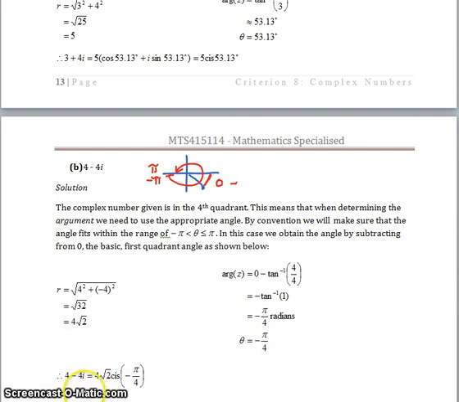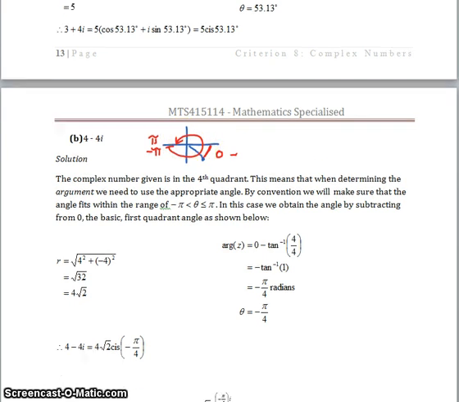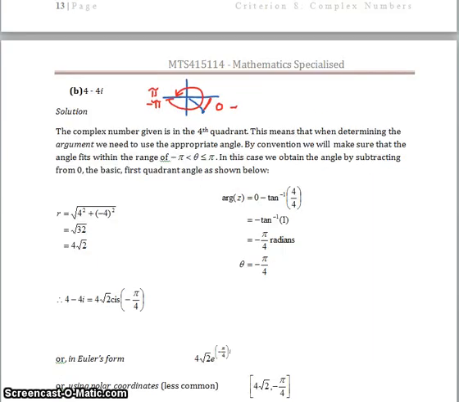Then to write our polar form, we have 4 minus 4i. That's our given rectangular form. That's equal to our modulus, 4 root 2, times cis of negative pi on 4. Our angle theta is within this range. That's using that form. We could also have written it in Euler's form as 4 root 2 times e to the power of negative pi on 4 i.